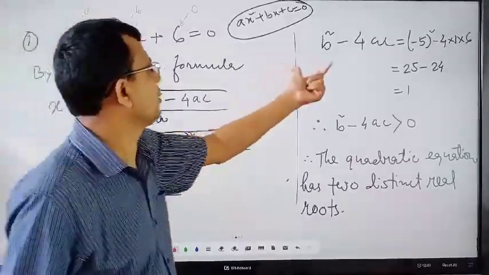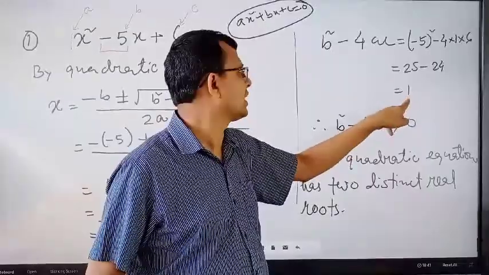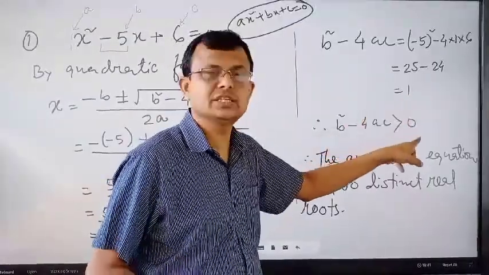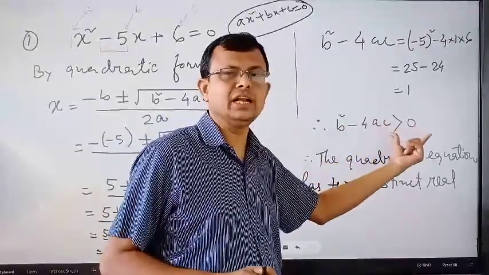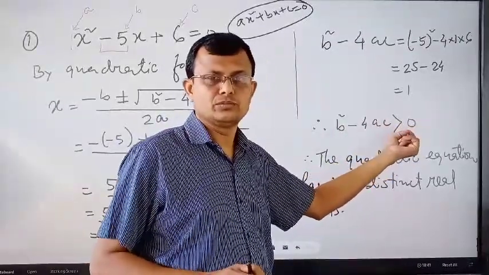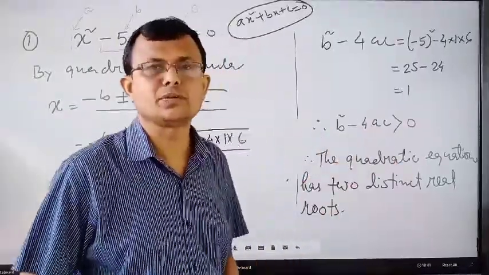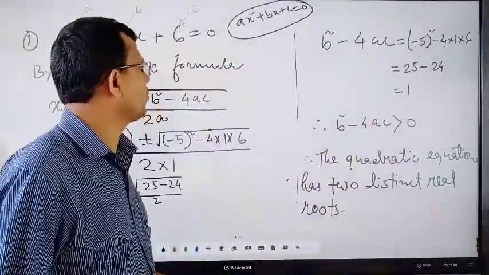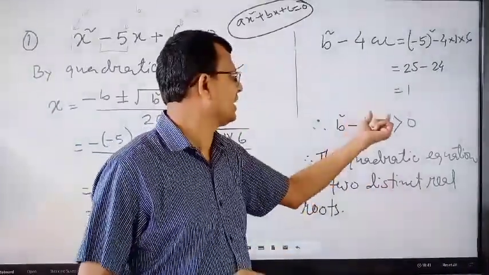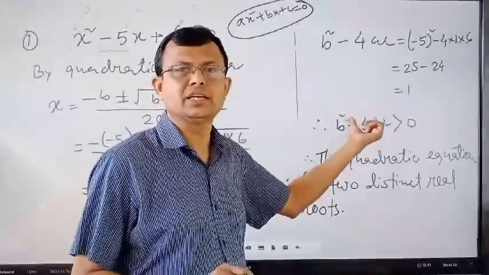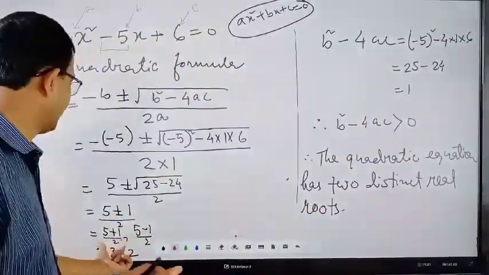Now let us check b square minus 4ac. B square minus 4ac is 1, which is greater than 0, that is positive. Whenever you get b square minus 4ac positive, the quadratic equation will have two distinct real roots. Whenever this condition is satisfied, the two zeros will be real and distinct like this.